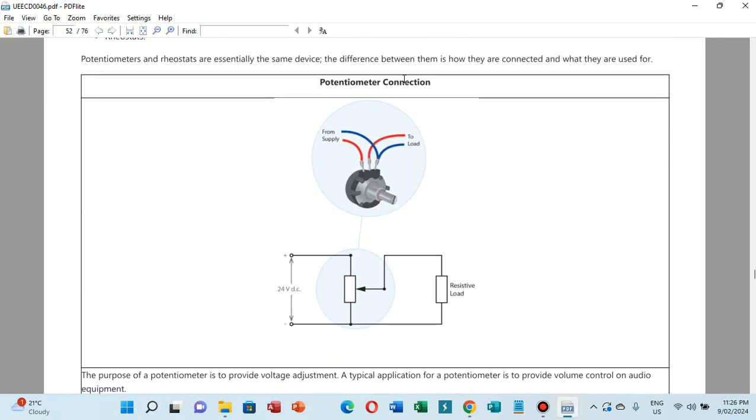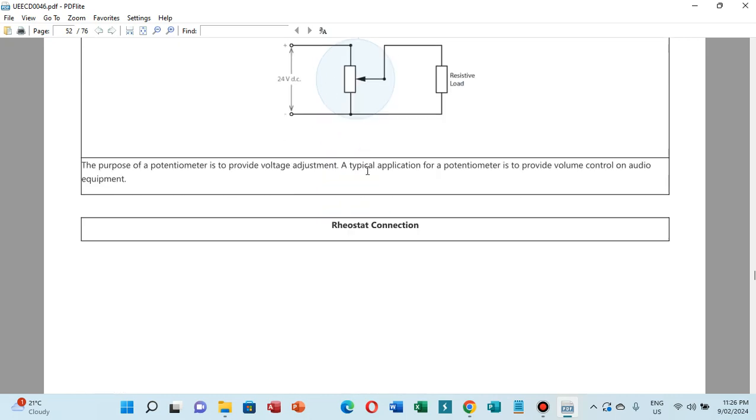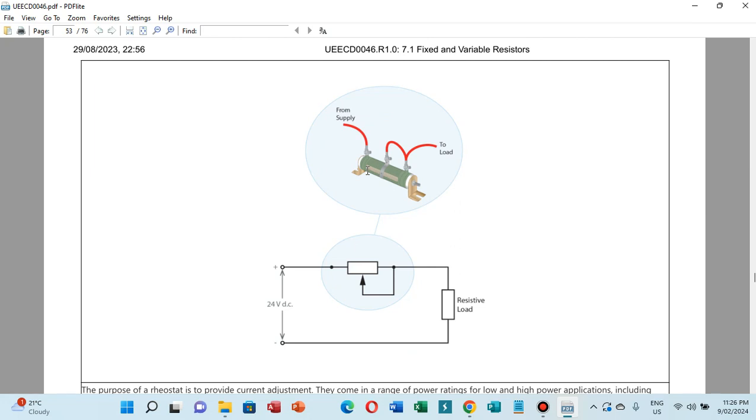So this is for the potentiometer connection. A potentiometer is something we can use to adjust the resistance. So this is a potentiometer. This is the circuit and this is the VS component. Now, by this potentiometer, this is the physical connection of a rheostat, and this is the rheostat diagram.